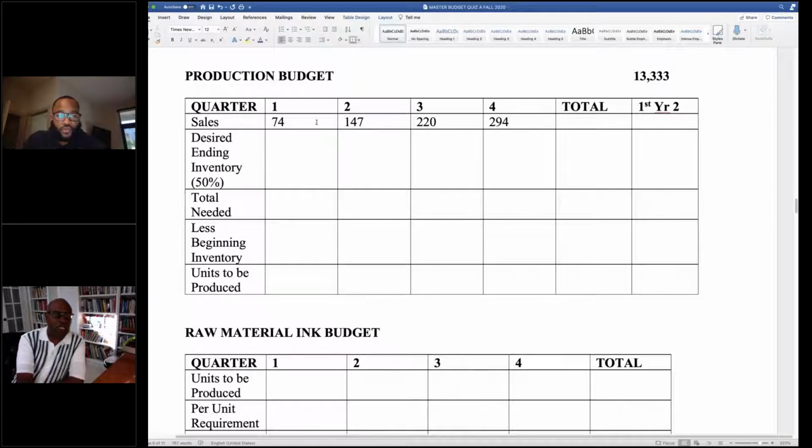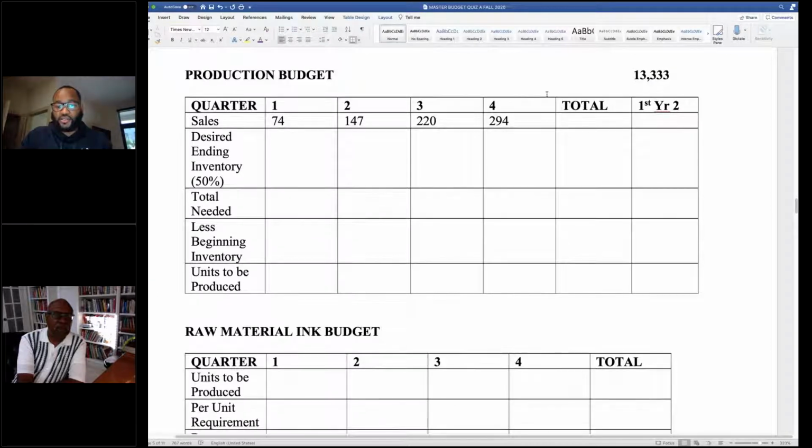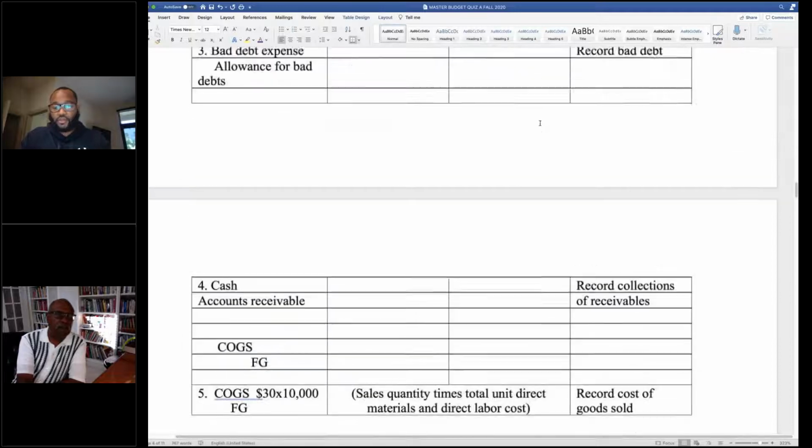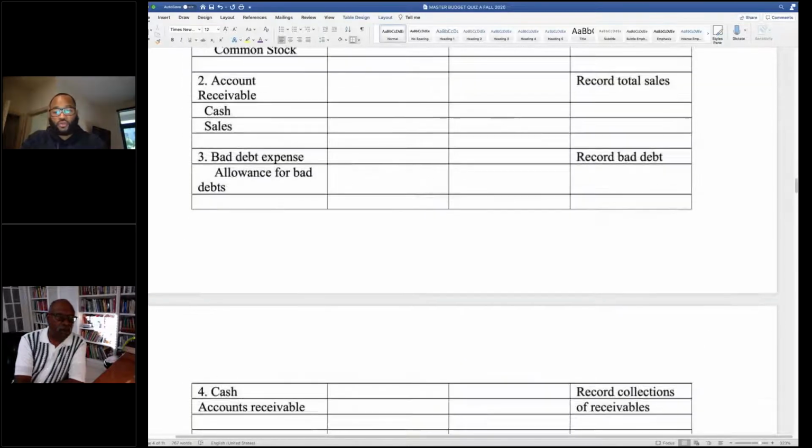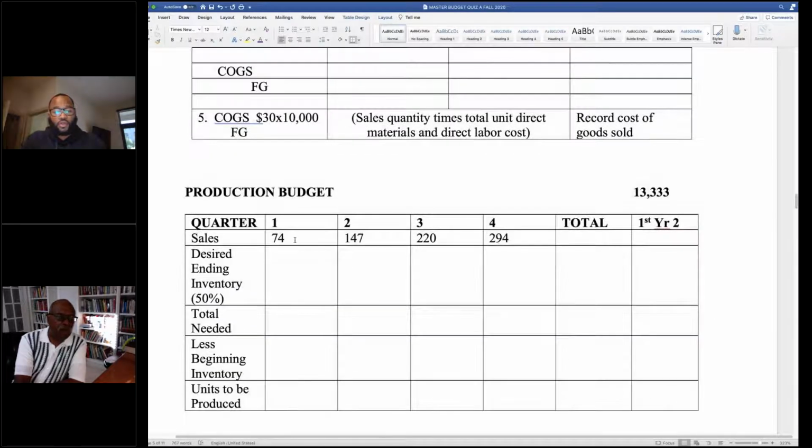And the top line on the production budget is what? The sales. And where do those numbers come from? They come from the quarter one sales budget. So 74 were the sales, so we have to produce 74. When we get to quarter one, we have 74. If you're going to sell 74, then you have to make 74. Any question on that?